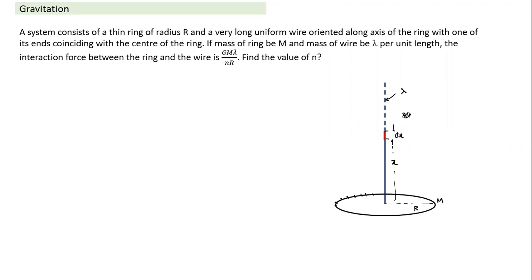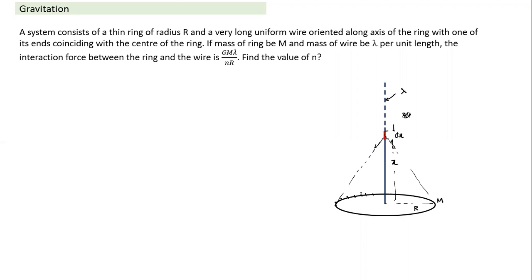Or otherwise, what we can do, because of symmetry, you have done something similar in electrostatics also. If I take a small element here, and a diametrically opposite element here, what will happen? The forces will be equal and they'll be like this. The perpendicular component cancels out, and only the radial component adds. So if we do this for all elements, only the radial component will keep adding.